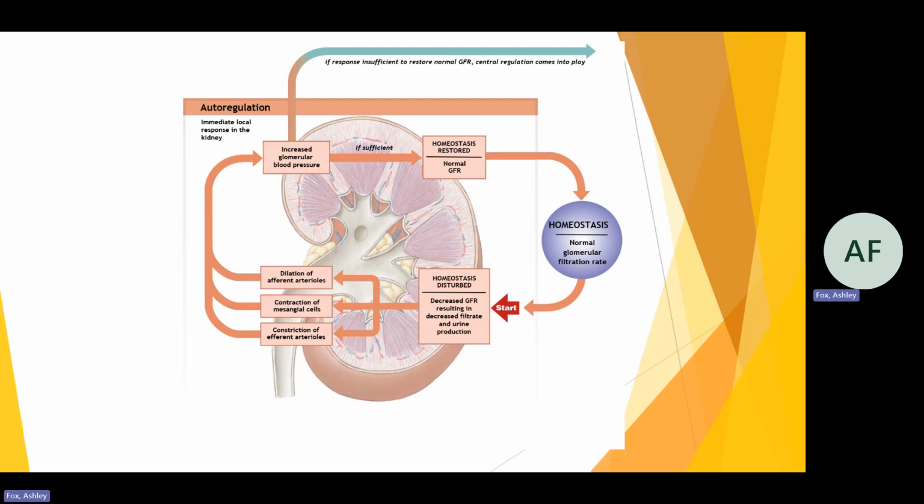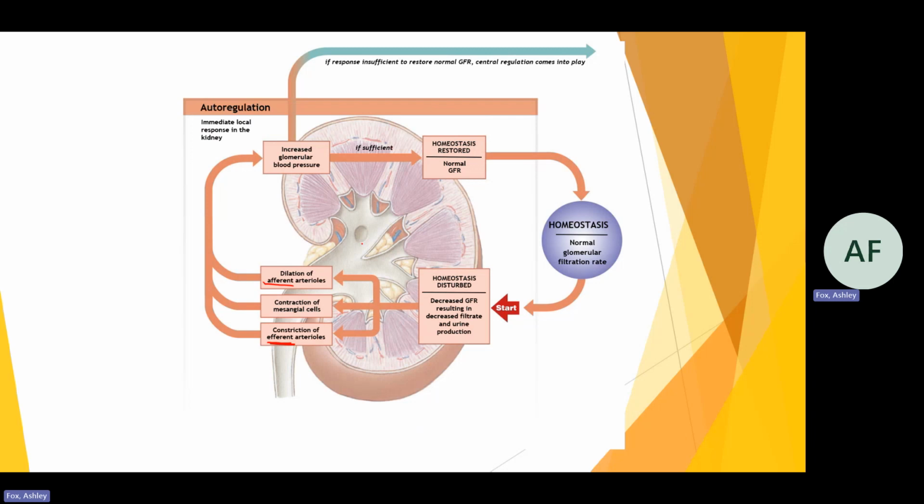So looking at autoregulation, again, you have decreased GFR and that causes decreased urine production. So you have dilation of your afferent arterioles. You also can have constriction of the efferent arterioles even more. We're looking more at the afferent, which is what we've been talking about, but efferent can constrict as well.